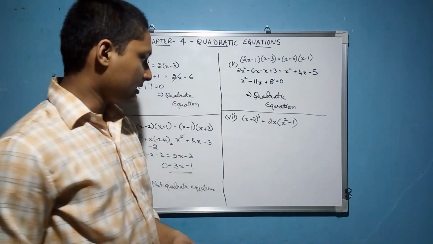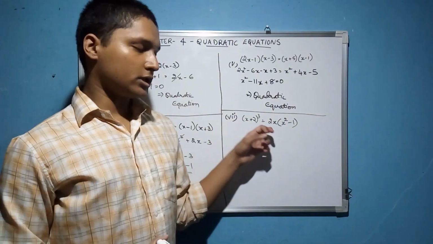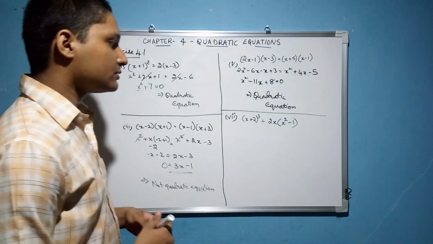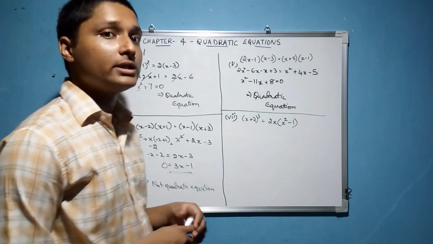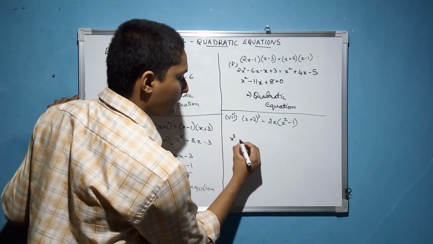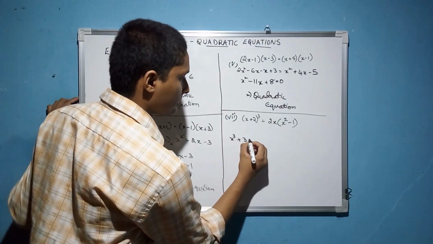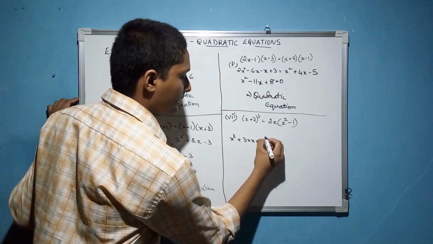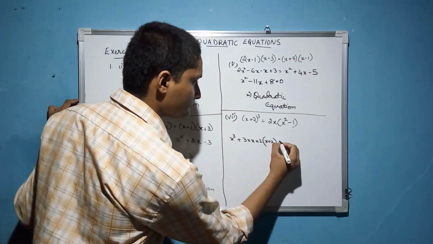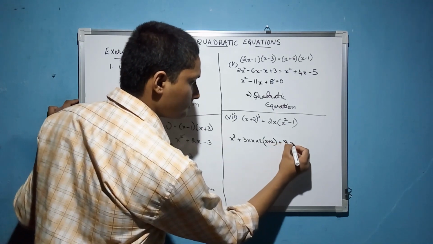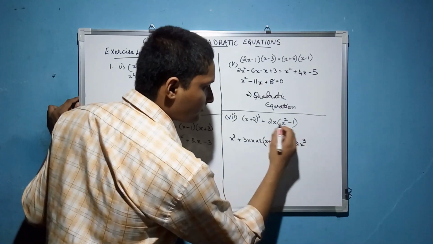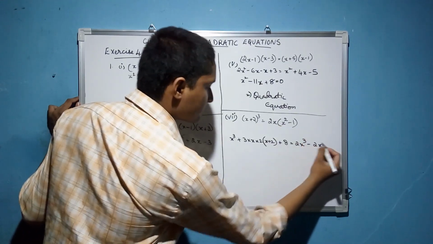So one more question is remaining as of now. We have x plus 2 whole cube is equal to 2x into x square minus 1. So you need to expand. This is a plus b whole cube. That is going to be a cube plus 3ab into a plus b plus b cube, that is 8. Then you are going to multiply this. This becomes 2x cube minus 2x.